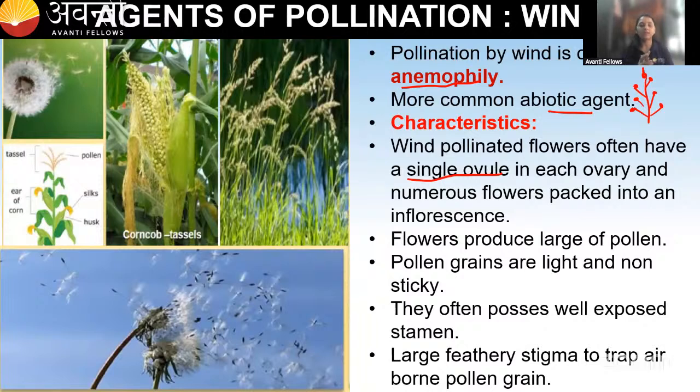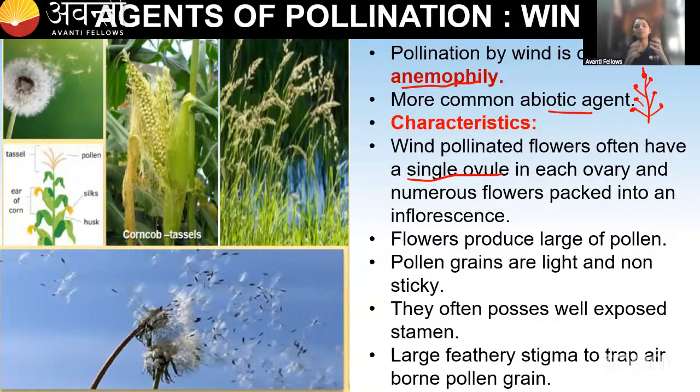Just remember, in wind pollination we cannot say that 100% pollination is going to happen. Here the pollen grains should be produced in numerous numbers because they have to move in the wind. That is why they are produced in large numbers, and the pollen grains are light and non-sticky.